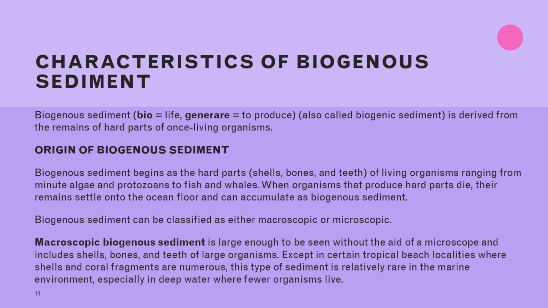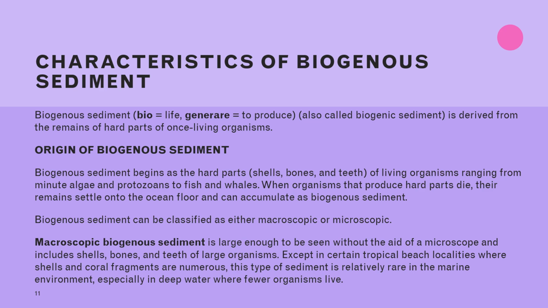Now, number two, which is really interesting after lithogenous, is the biogenous sediment. So what are the characteristics of biogenous sediment? Biogenous sediment: bio means life, genous means to produce. So it is called biogenic sediment. It is derived from the remains of hard parts of once living organisms. So what is the origin of these biogenous sediments?